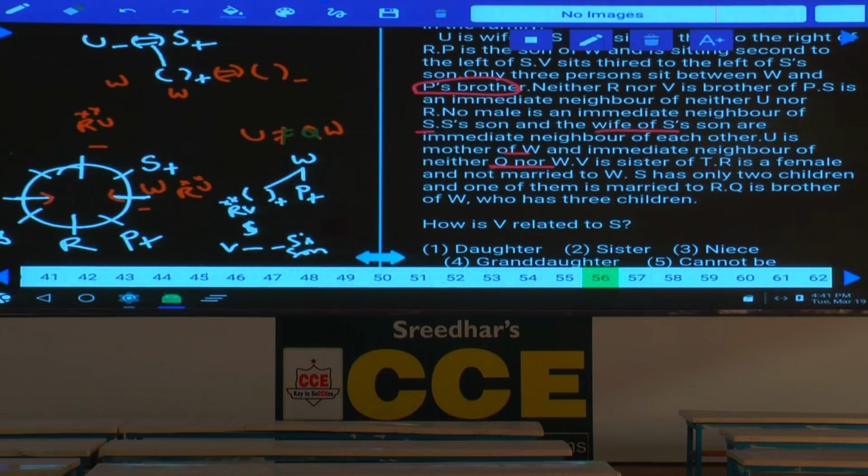And V is the sister of T. We have one more piece of information. Now this V is the sister of whom? V is the sister of T.